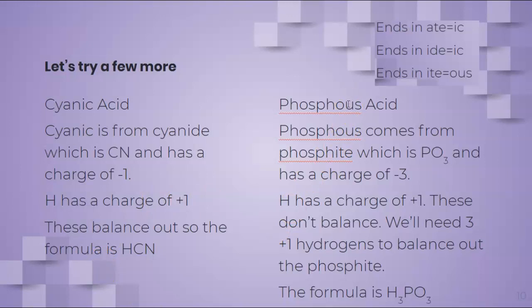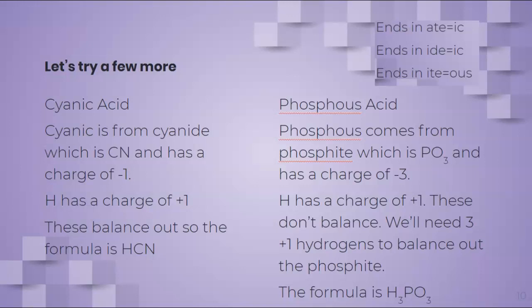Phosphorus acid. Okay, again, no hydro there, so I know I'm going off of my sheet. Phosphorus, I got to look back to my ending rules. My ending rules means it used to be phosphite, so I look it up, and phosphite is PO3 and has a charge of -3. H has a charge of +1, so I'm going to need 3 +1 hydrogens to balance out that phosphite. So the formula would be H3PO3.